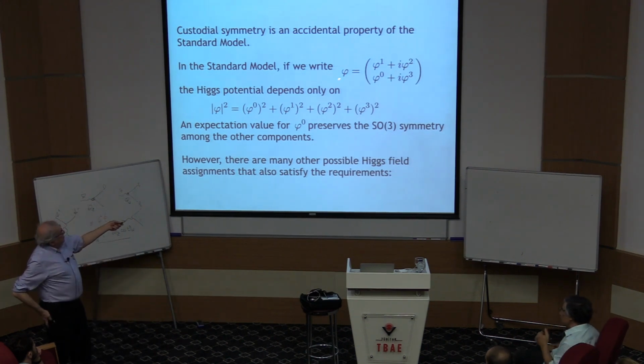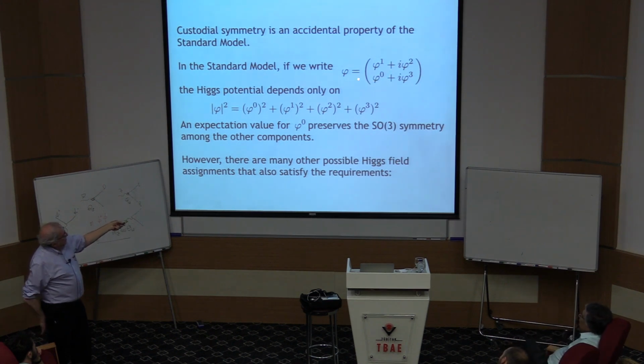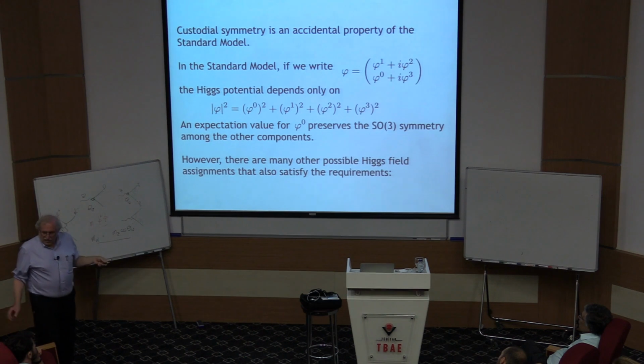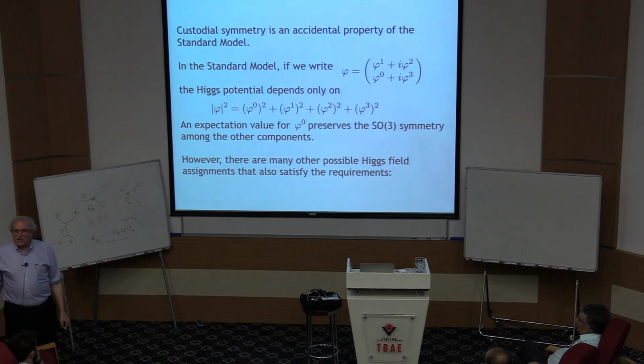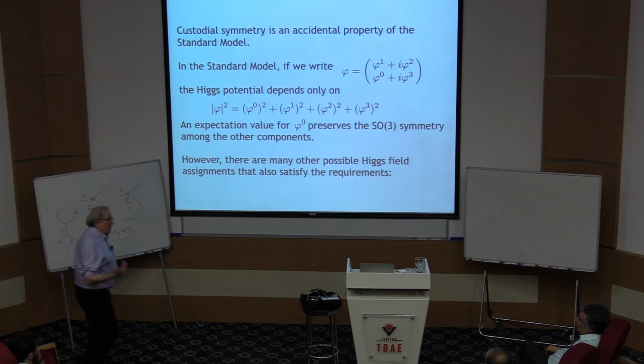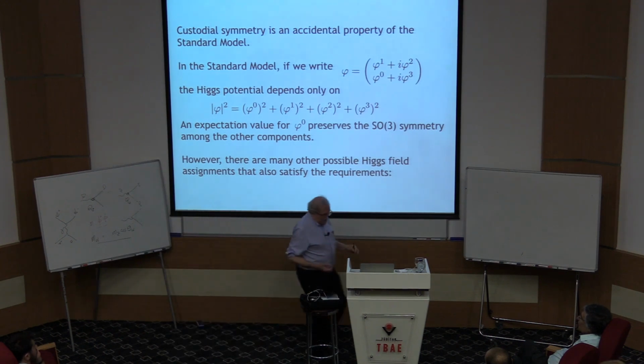Well, there's one Higgs boson. Let's write it in real coordinates. Phi squared is actually phi 0 plus phi 1 plus phi 2 plus phi 3. If I give phi 0 an expectation value, that preserves the SO3 symmetry among the other components. That would be the custodial SU2. And so we get this equation in the standard model. But there are many other models that give this, and they have an interesting variety.